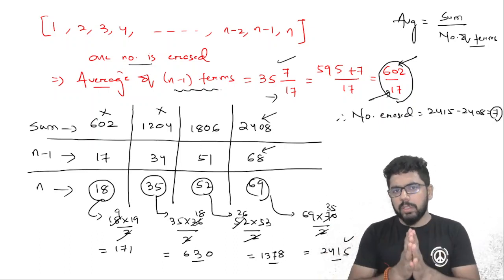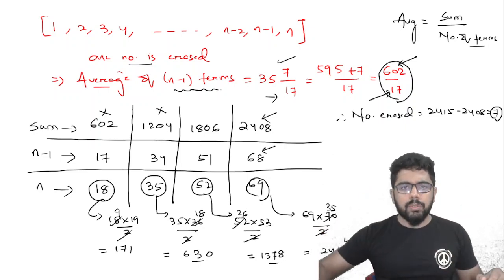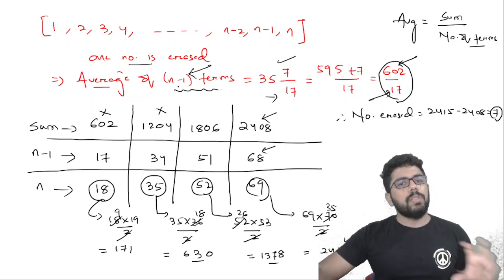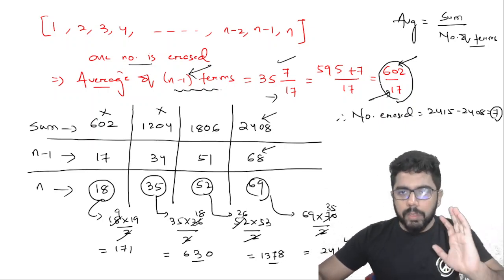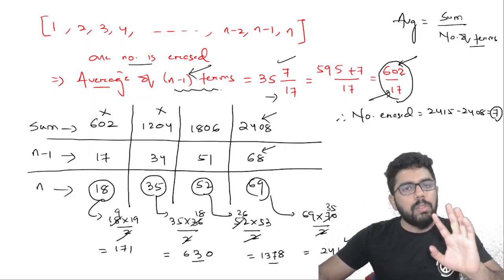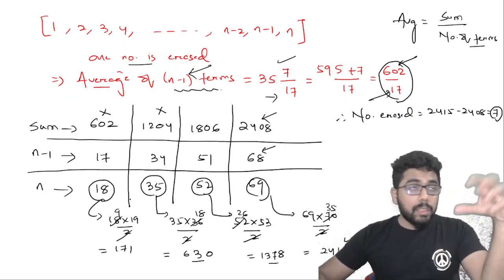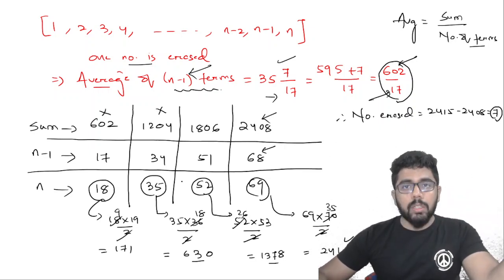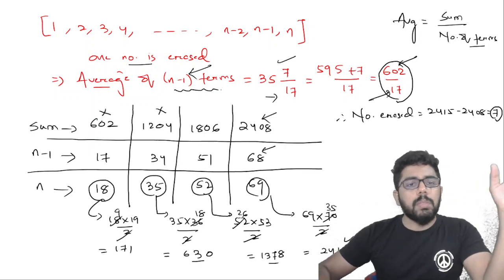I hope all of you are clear with this logic. Average of the remaining terms after having erased one term, we are left with n minus 1 terms. So average of these n minus 1 terms is 35 whole 7 by 17, which is 602 by 17. So that means if there were 17 terms, n minus 1 is 17, the sum will be 602. That is the first case. So if n minus 1 is 17, n is 18. And then I saw that if I take all 18 numbers starting from 1, the sum is coming as 171. So how come I will erase a number and my sum will be 602?